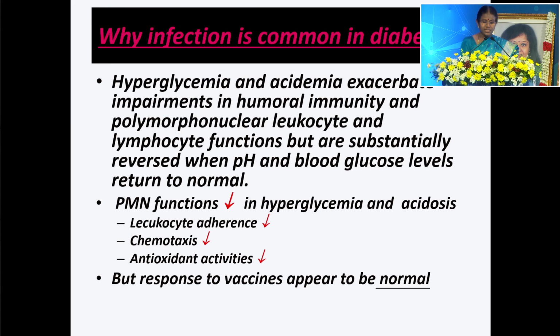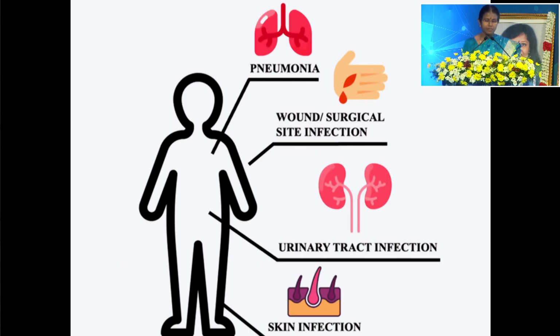And hyperglycemia and acidemia both exacerbate the impairments in humoral immunity, polymorphonuclear leukocyte function and lymphocyte functions, but these are substantially reversed when the pH and blood glucose levels return to normal. Leukocyte adherence, chemotaxis, antioxidant activities are all diminished but get back when you revert to normal blood sugar. Remember, the response to vaccine is maintained in a diabetic.